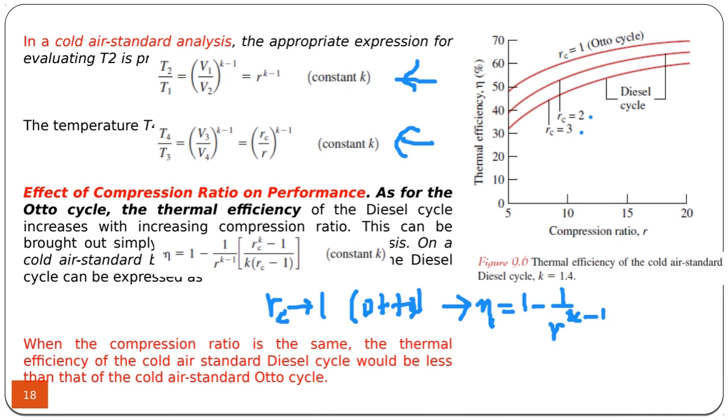So if you choose, for instance, a compression ratio of 15, a diesel cycle of cutoff ratio 3 is going to have an efficiency of 52, 53, whatever, but another diesel with a lower cutoff ratio is going to have almost 60%, and the same compression ratio found in this Otto cycle is going to have an efficiency of 65%.